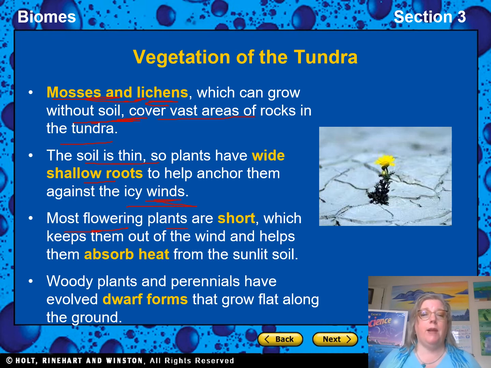And most of the flowering plants are very short, which helps keep them out of the wind and helps them to absorb heat from the sunlit soil. As the sunlight hits the soil and bounces back up, these plants can get it. If they were too tall, the wind would knock them over. It'd be very cold up here in the wind, so they stay very short.